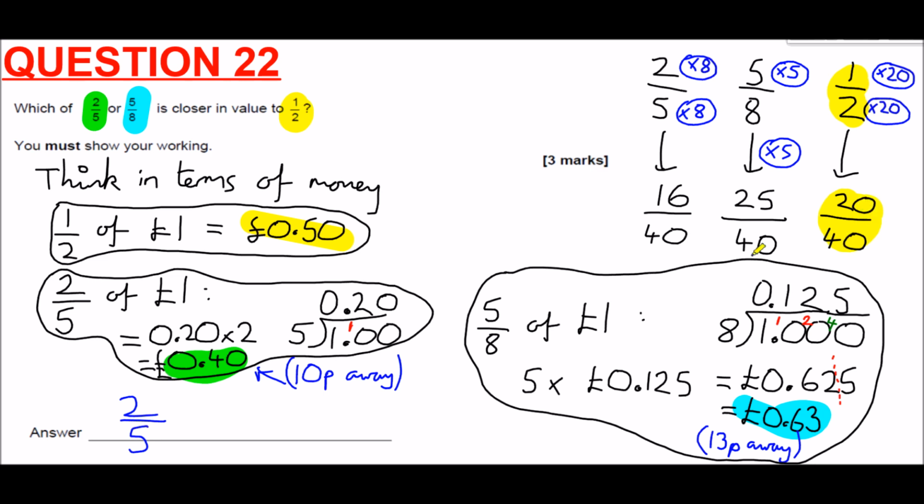Bottom numbers are the same in all fractions, so we can just compare the tops. Which one of the first two is closest to 20? Well, 5/8 is 5 away from 20, but 2/5, this numerator, 16, is only 4 away from 20. 4 away is closer than being 5 away, so for that reason, the closest one to a half would be 2/5.